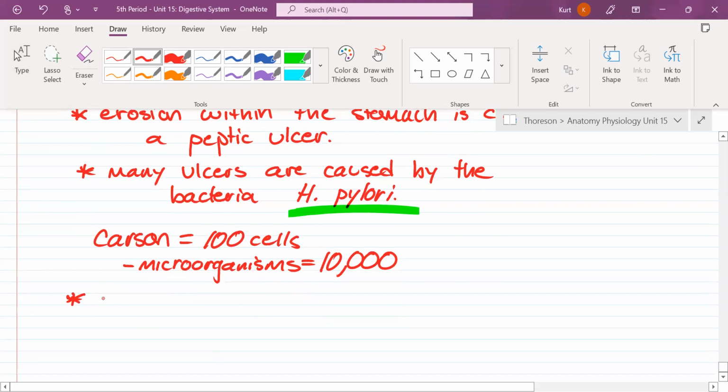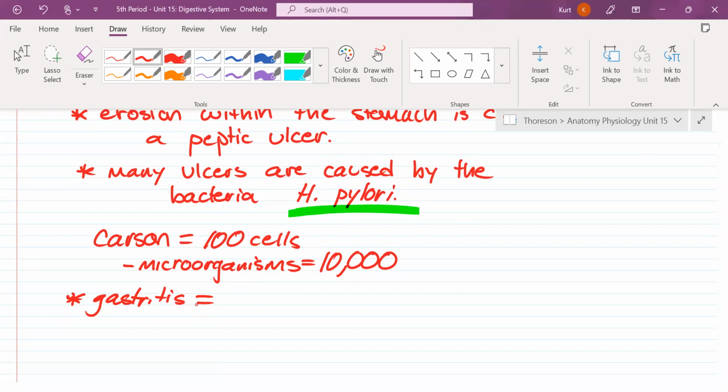The last thing real quick is gastritis. You should be able to translate this one pretty easy. What does itis mean? If I have appendicitis, tonsillitis, hepatitis, inflammation. Inflammation of what in this case? Inflammation of the stomach wall.